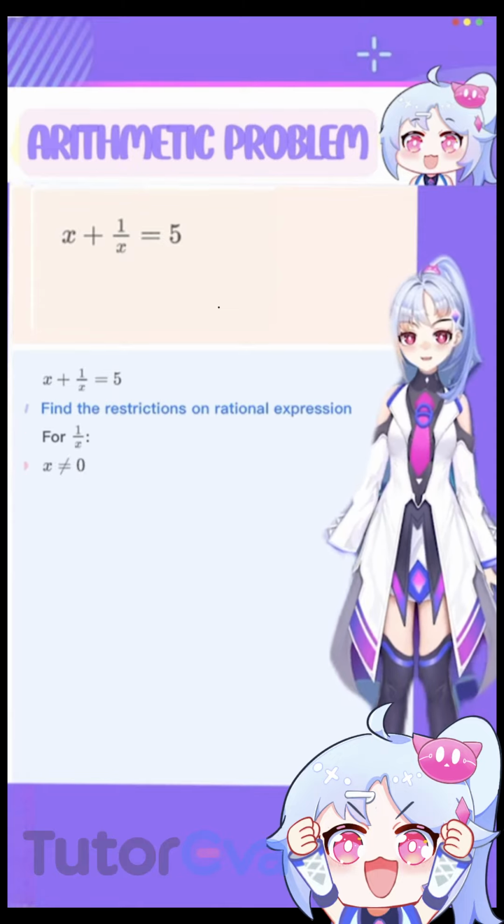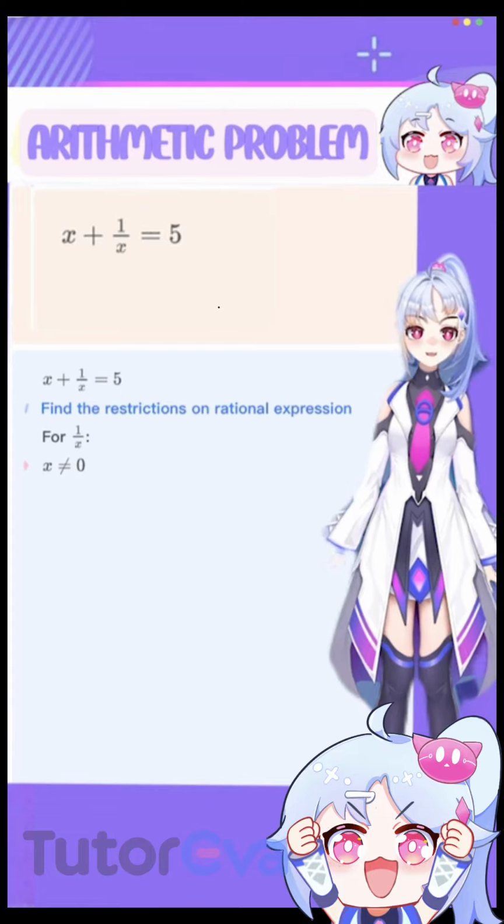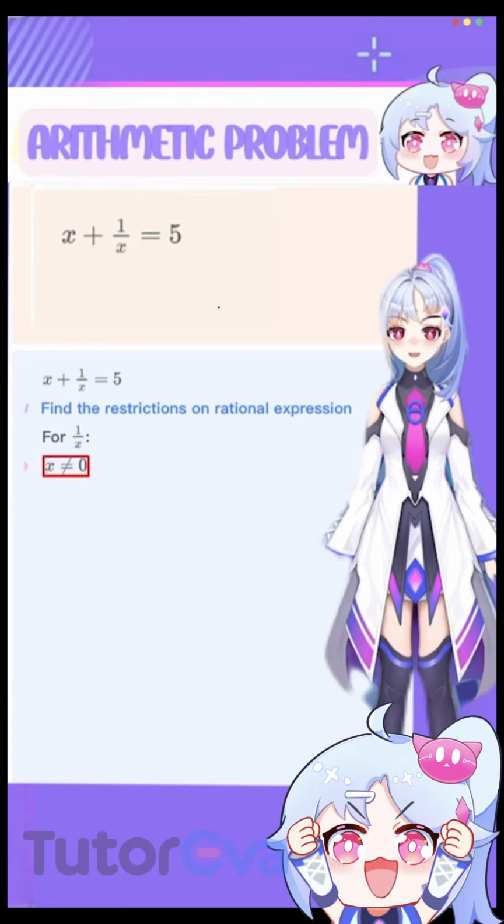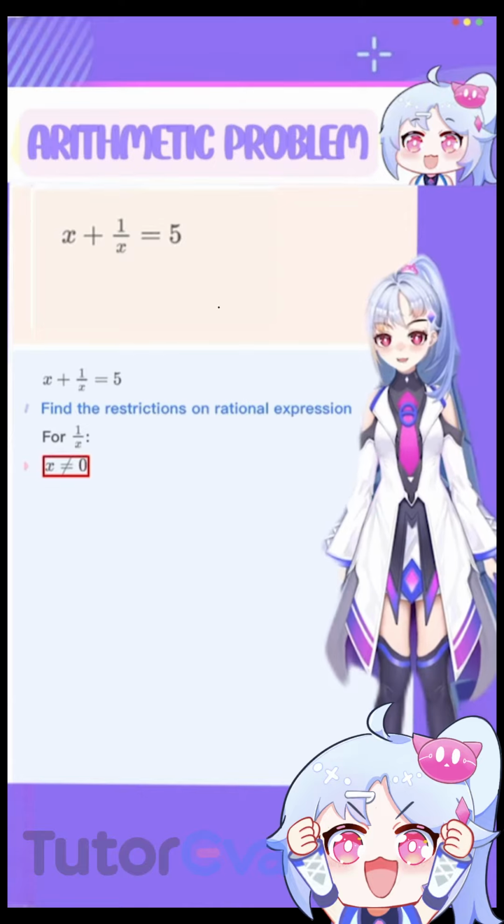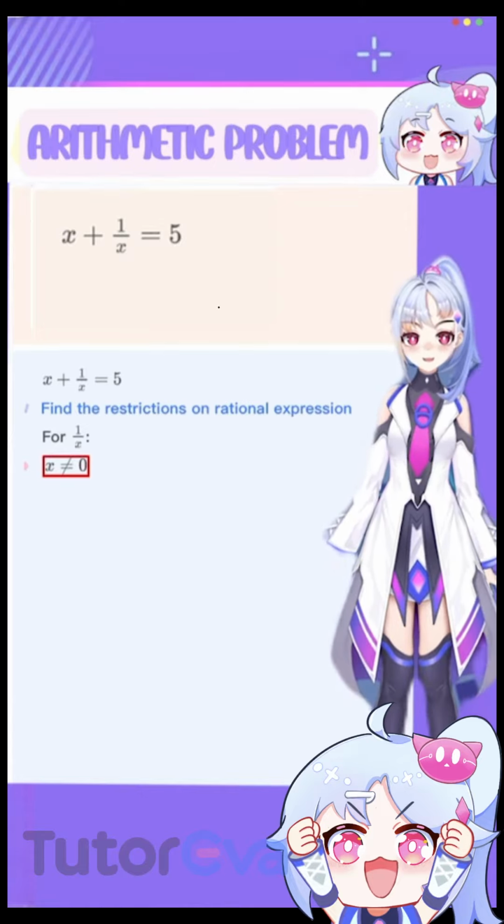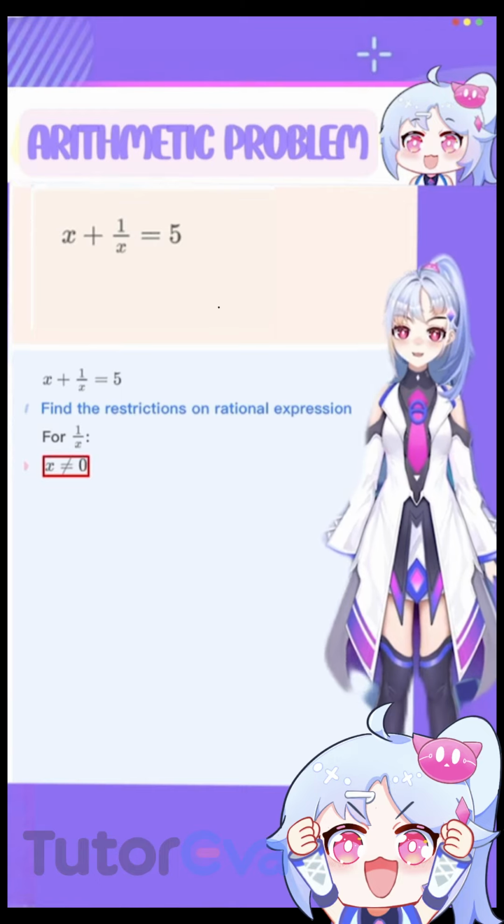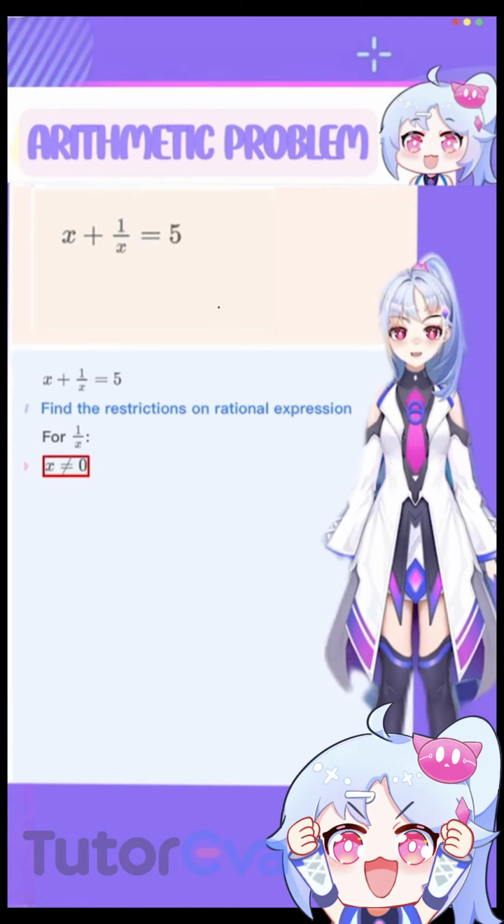Just set the denominator highlighted not equal to 0. We obtain x is not equal to 0. Solve this linear inequality for the domain of x. So the solution of this linear inequality is x is not equal to 0. Then we can get x is not equal to 0.